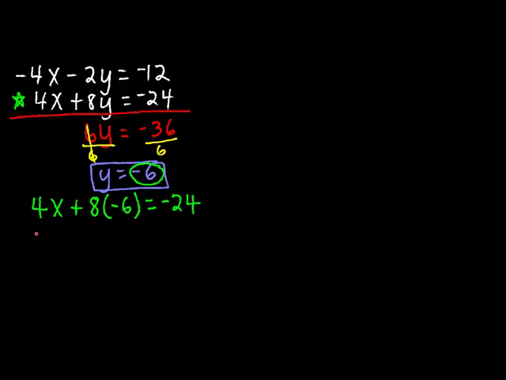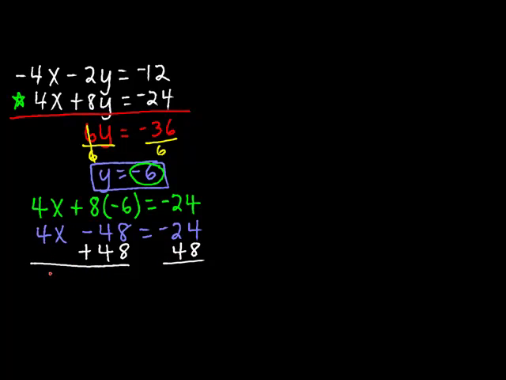First I'm going to simplify this, and that's going to give me 4x minus 48 equals negative 24. Then I'm going to add 48 back to both sides to get close to isolating the x term. I'm going to bring down my 4x, and that's going to equal 24, because negative 24 and positive 48 equals 24. And once I divide both sides by 4, x equals 6.